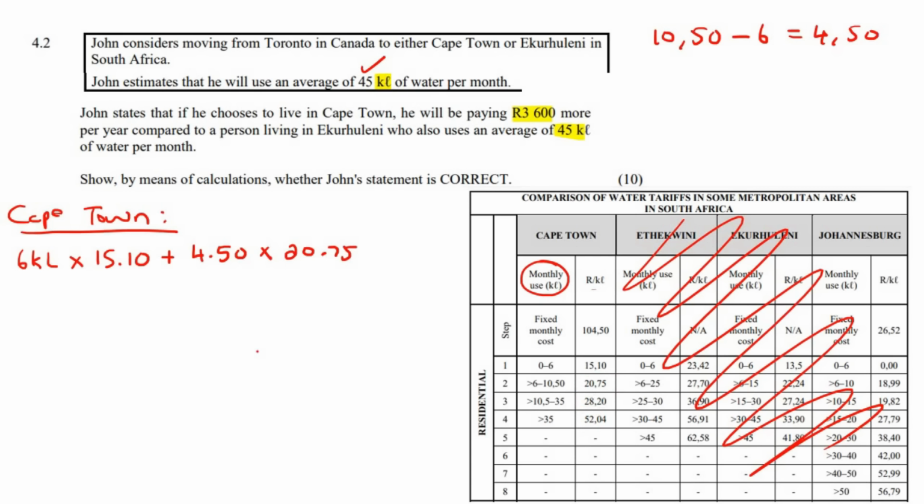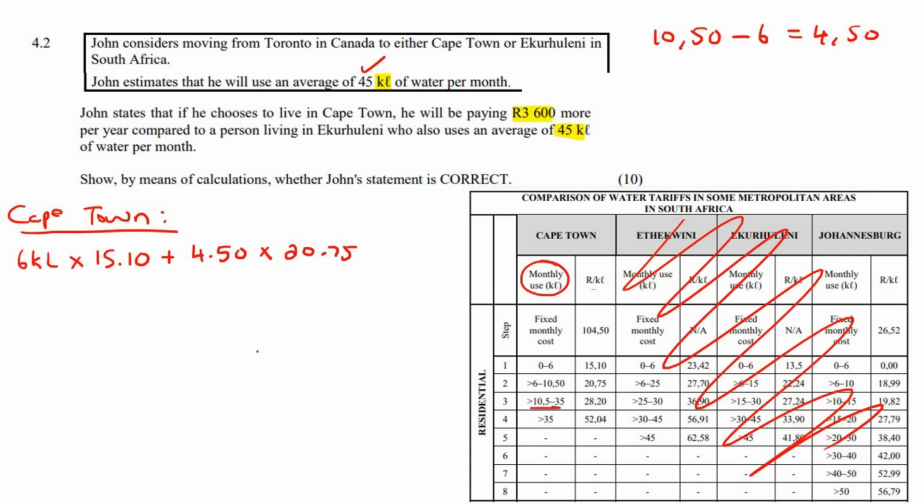Alright, now maybe John has been enjoying a lot of showering during the month, and he's been watering his garden every single night. So suddenly he's going further than 10.50. Suddenly John is inside this category over here, where he's allowed to go all the way from 10.5 up to 35.